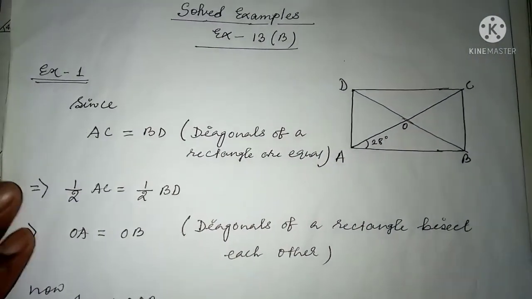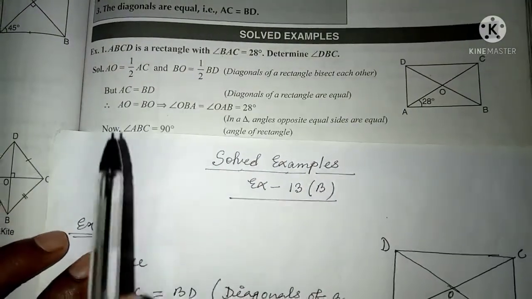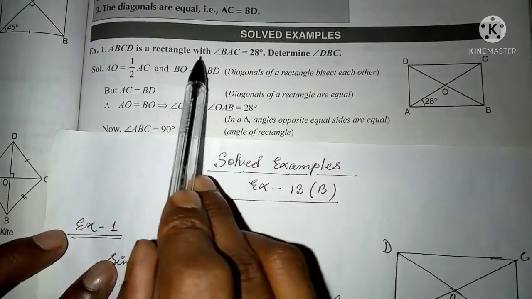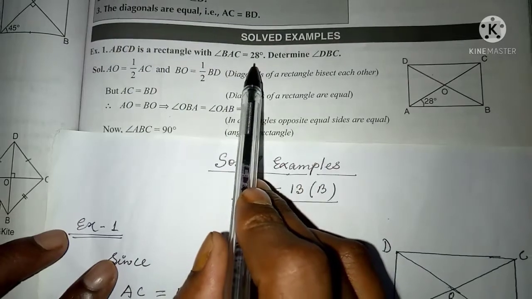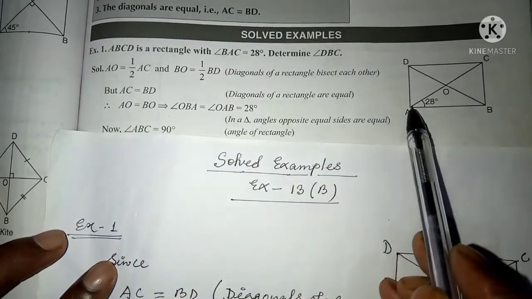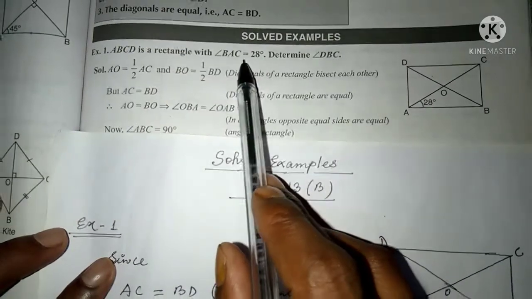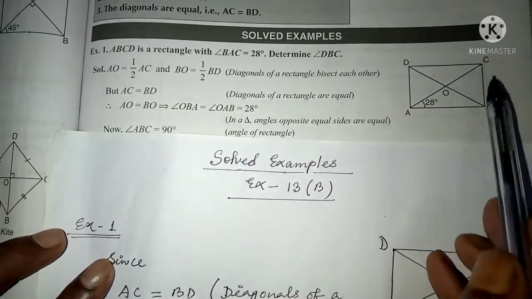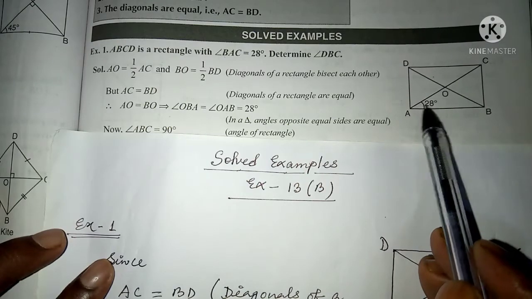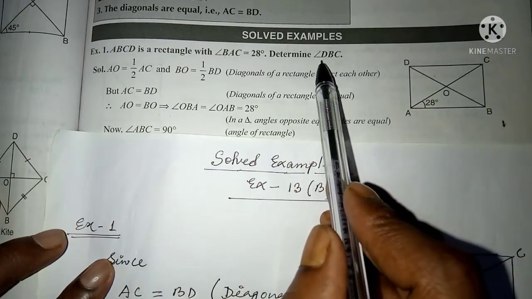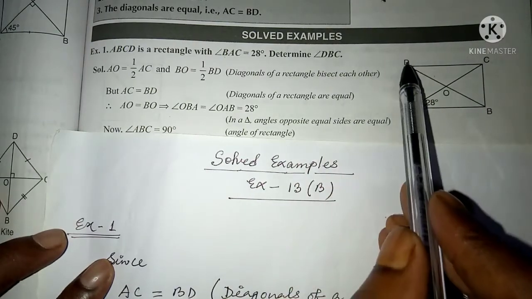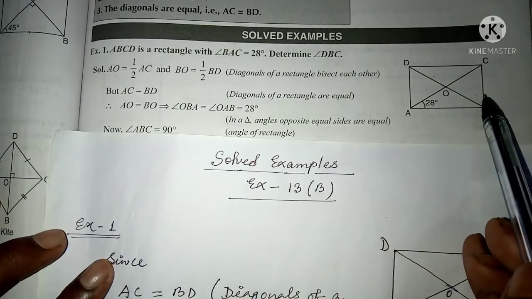So first of all, I'll read out the question. The question is: ABCD is a rectangle with angle BAC equal to 28 degrees. Here ABCD is a rectangle, it is given to us, and one more thing is given here, that angle BAC is 28 degrees, and we are asked to find angle DBC. That means DBC, we need to find this angle.